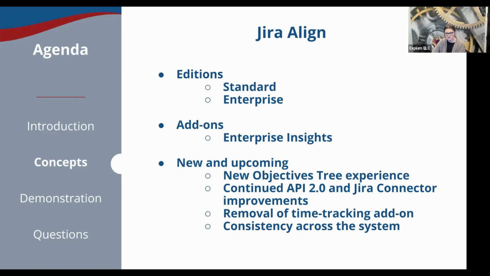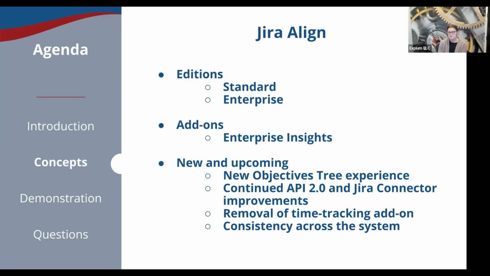We have seen over the last few months a new objectives tree experience roll out. So it's really a UI update as well as some minor functionality updates for that visualization of our objectives and our goals and our key results in Jira Align. In that link tree is going to be a link to some of our videos where we do a deep dive into this. We're continuing to see Atlassian update the API for Jira Align and the connector between Jira software and Jira Align to make it more robust and make it more user-friendly.